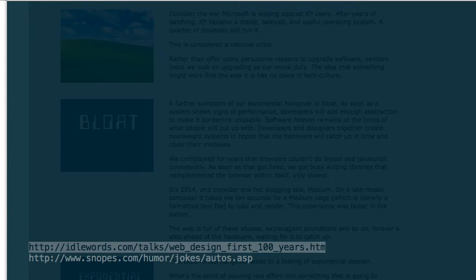Hi, Mick McQuaid here to talk about why we design for the web. And I'm going to make reference to this article, or this talk, actually. It's the slides and text from a talk called Web Design, the First 100 Years.